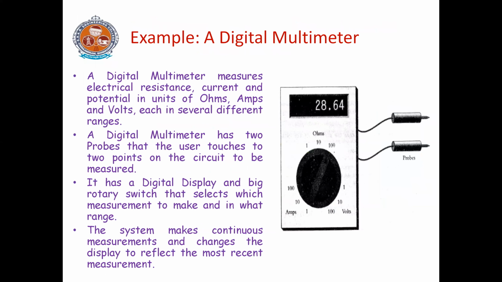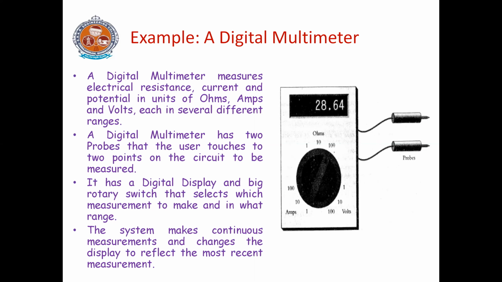Now we will see a simple example, that is a digital multimeter, where this round robin architecture has been used. This is a simple digital multimeter. It measures the electrical resistance, the current, and the potential in units of ohms, amps, and volts, each in different ranges.